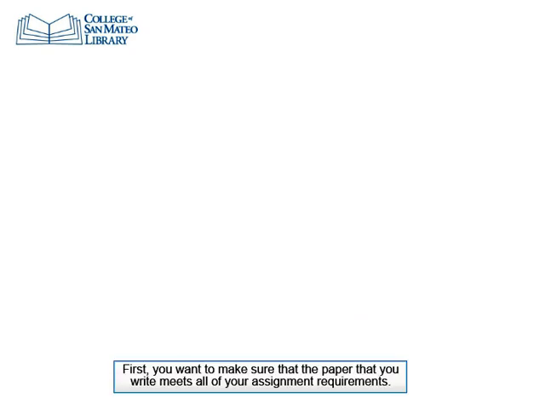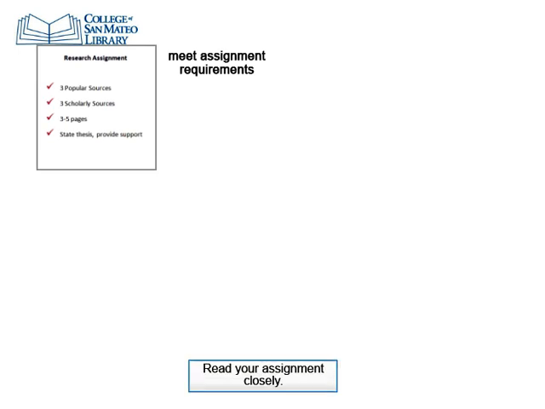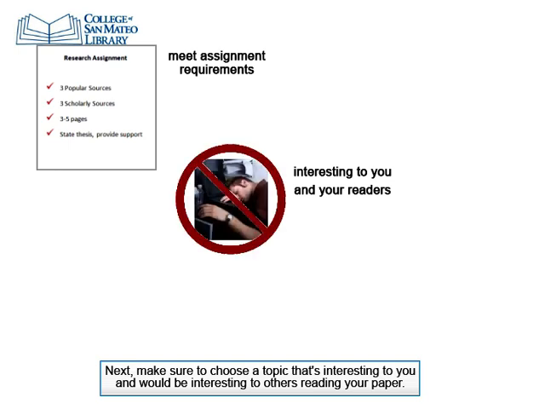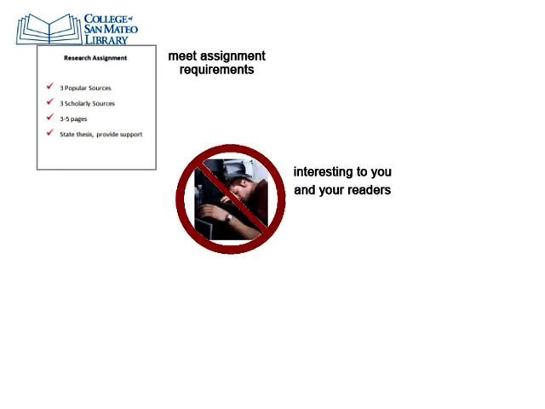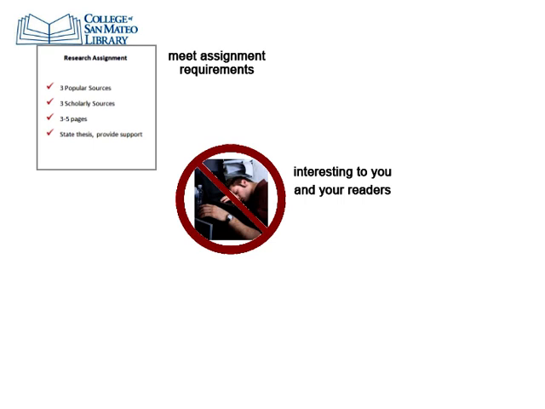First, you want to make sure that the paper that you write meets all of your assignment requirements. Read your assignment closely. Next, make sure to choose a topic that's interesting to you and would be interesting to others reading your paper. When you choose a topic that you're interested in, you do better research. This will make your life a lot easier.